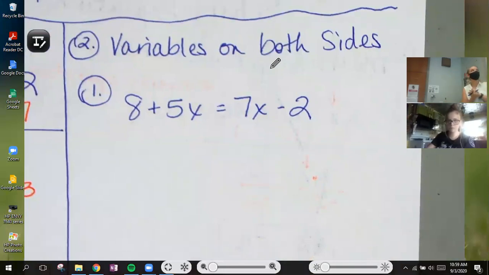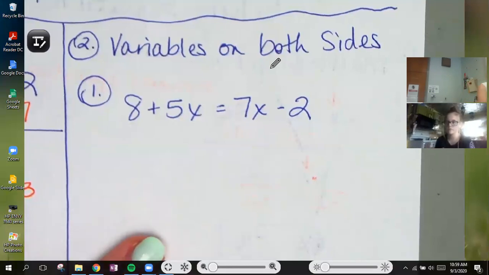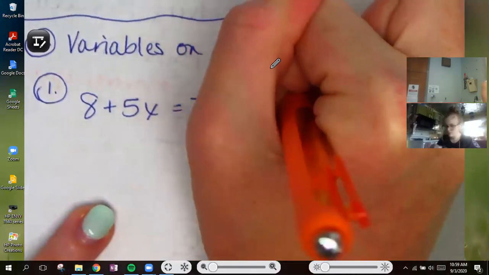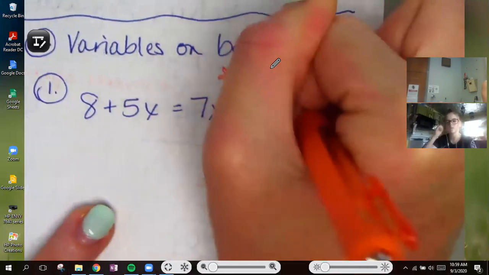Okay, so now this looks a little bit different than what you're used to because you're used to only having one variable on one side of your equation. So the initial step on this one, your goal is still the same. Your goal is still to solve for x or whatever your variable is. But in order to do that, you have to do another step first. So add a little note: we are going to combine like terms.